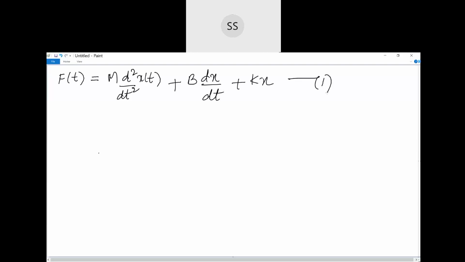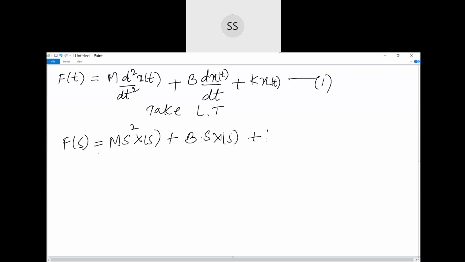Now after writing this differential equation, we have to take the Laplace transform. Then it becomes F of s equal to m into, for second order, that is d square by dt square, we have s square into x of s, plus b into, b acts as a constant now, for d by dt it is s, for x of t, so here I can write s into x of s, plus the last component k into x of s.